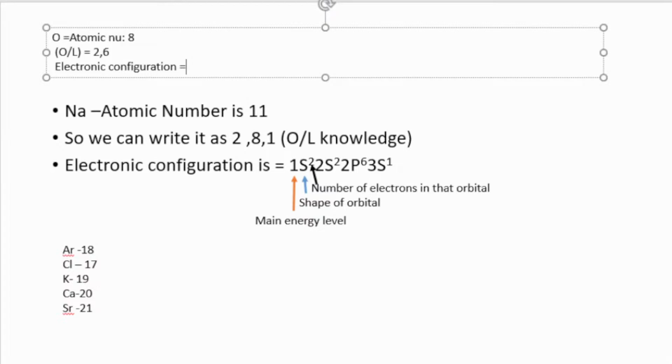So first, when you write the electronic configuration, you need to write the main energy level. It is 1. Okay. Then you need to write the subshell. The first energy level contains only one subshell. It is S. Then you need to write the number of electrons in that subshell as the superscript.